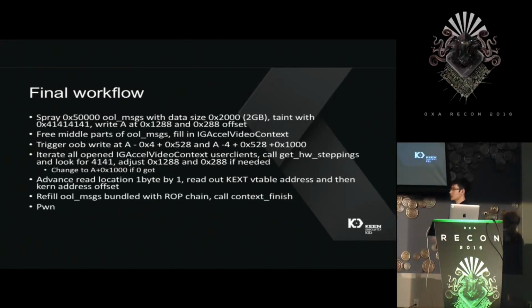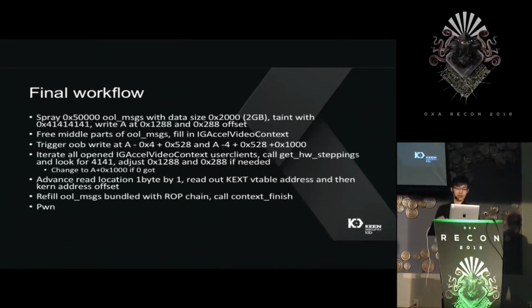So to recap, with both the info leak technique and the ROP control, we get a whole look at our exploitation. First, we spray some 2 gigabytes of OR messages, tainted with 4141, and prepare some addresses we want to read at the 2 offsets. Also, we free some middle parts of the ORs and fill them with the actual video context and trigger the OOB write. We iterate all the open user clients, call the get hardware steppings, and look for 4141. If we get a 4141, this IG Excel video context is definitely the one that is corrupted. One corrupted means that it is located at address A, or at address A plus 1 page size. So we can use it to do further exploitation.